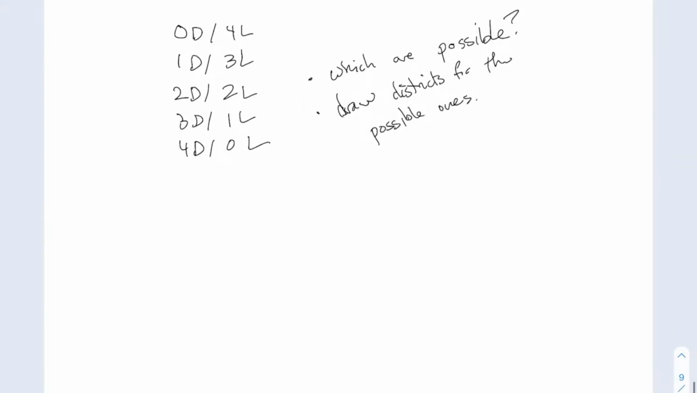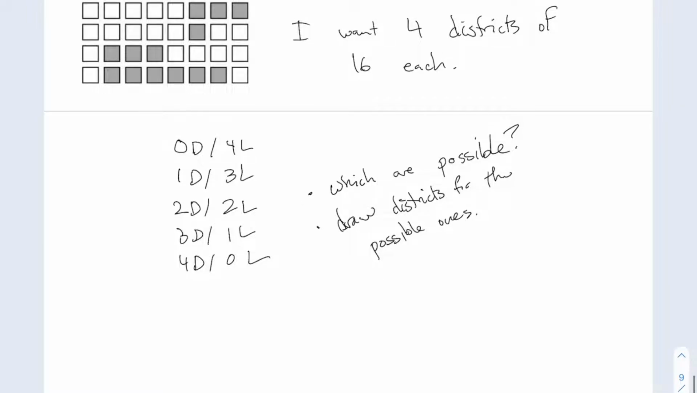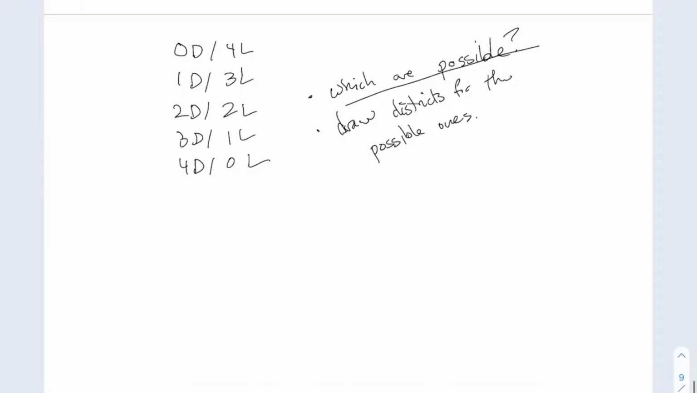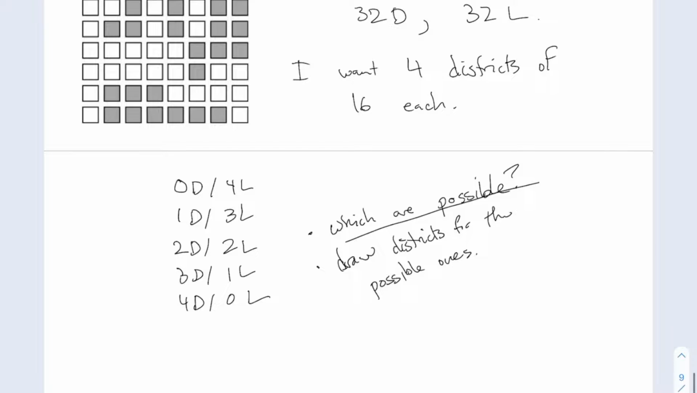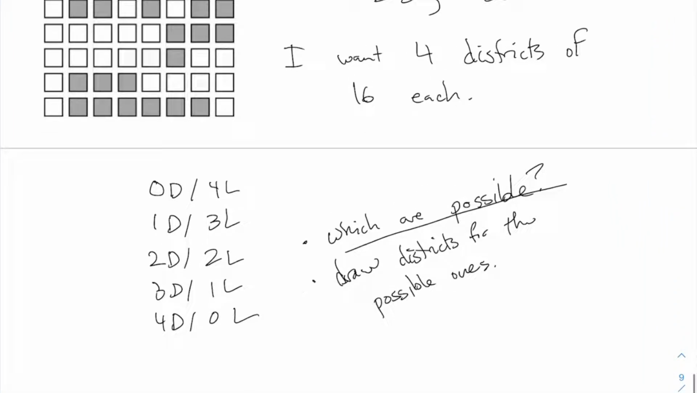All right, can we talk about these just because we got to go in a few minutes? Which ones are possible? The question of which are possible, you should be able to answer without referencing the picture at all. This is just purely about the numbers. Think about the fact that each district has 16 each. How many do I need to win in a district? You need 9 to win in each district, because half of 16 would be 8, which is a tie. That's not good enough. We want to win.